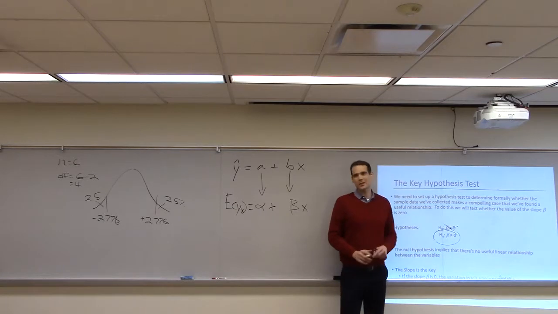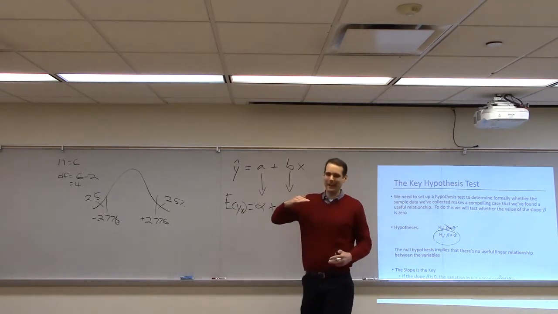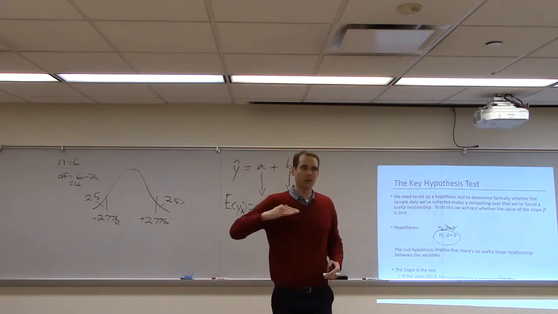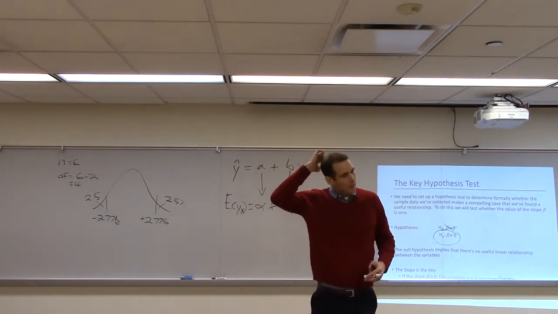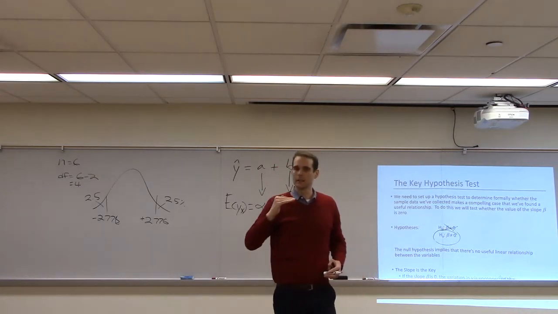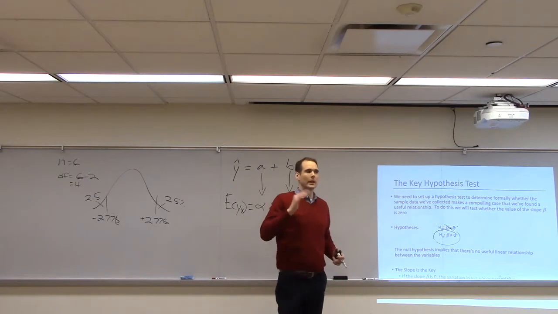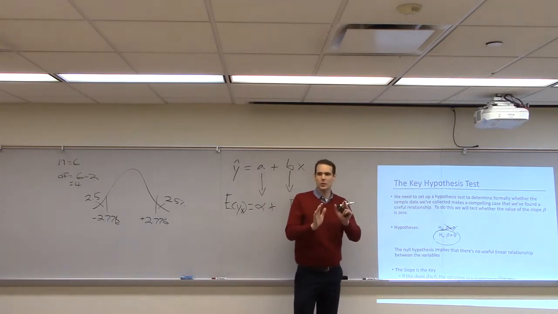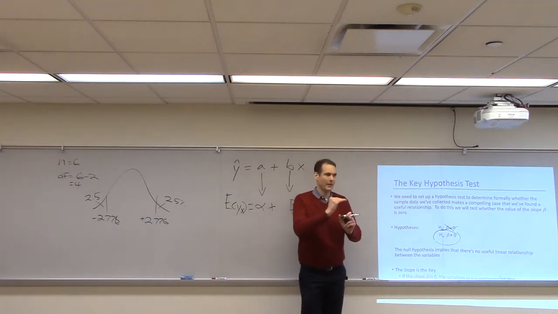Because if the true population slope is 0, if it's just a straight line, it may not matter how much time you spend studying. It may not affect your grade. We can't say conclusively that there's a relationship between those two if we have a slope of 0.